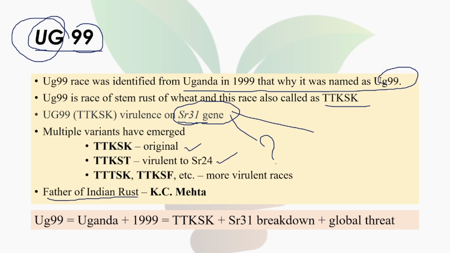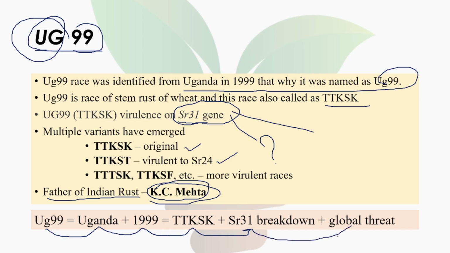The father of Indian rust research is K.C. Mehta. So Uganda 99, UG99, was reported in Uganda in 1999. It is a virulent race with multiple variants, the variant being TTKSK, and it breaks down the resistance of the gene Sr31. So it is a global threat.